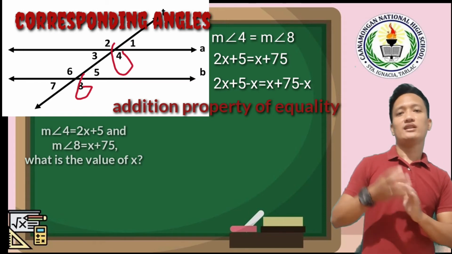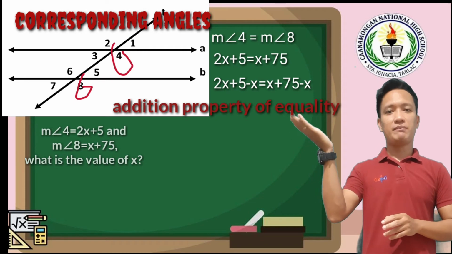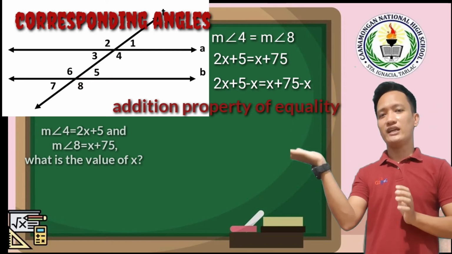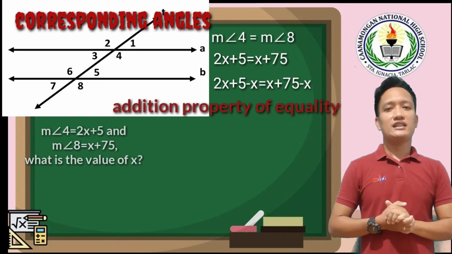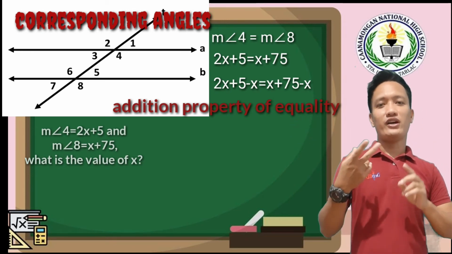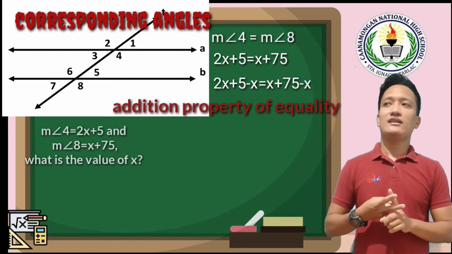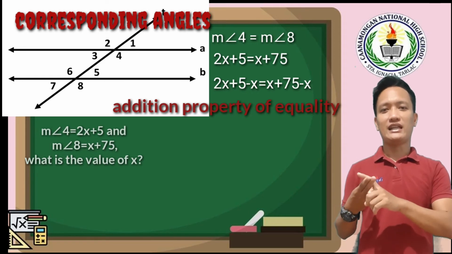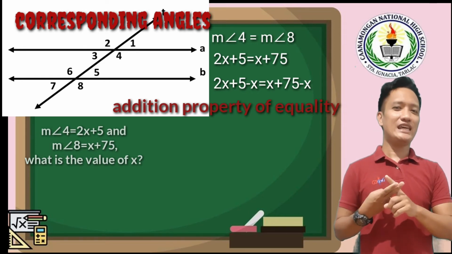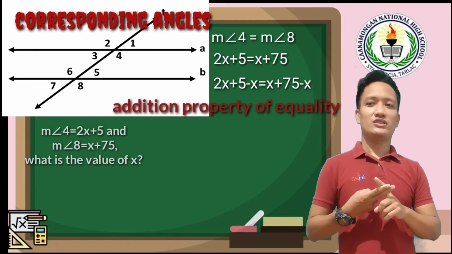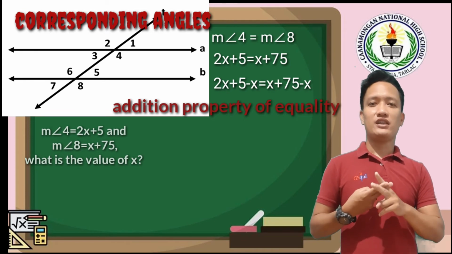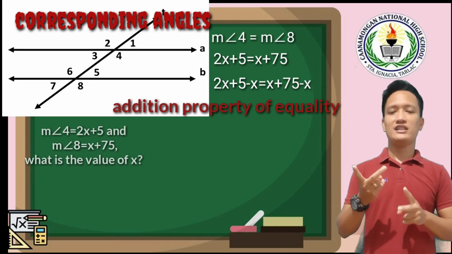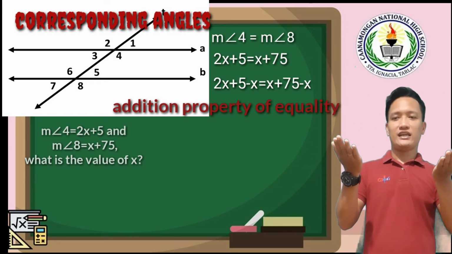So, ibig sabihin nun, kung nagdagdag ka sa kabilang side, para pantay pa rin, kailangan pa rin natin magdagdag sa kabilang side. Para pantay, kung nagdagdag ka ng isa, magdagdag ka din ng isa. Parang sa inyo, sa pamilya, halimbawa, dalawa kayong magkapatid. Pag binigyan yung kapatid mo ng 10 pesos para pantay, ikaw, kailangan bigyan din ng 10 pesos. So, ganun yung addition property of equality. So, kapag nagdagdag sa kabila, kailangan magdagdag pa rin sa kabila para pantay pa rin ang ating equation.